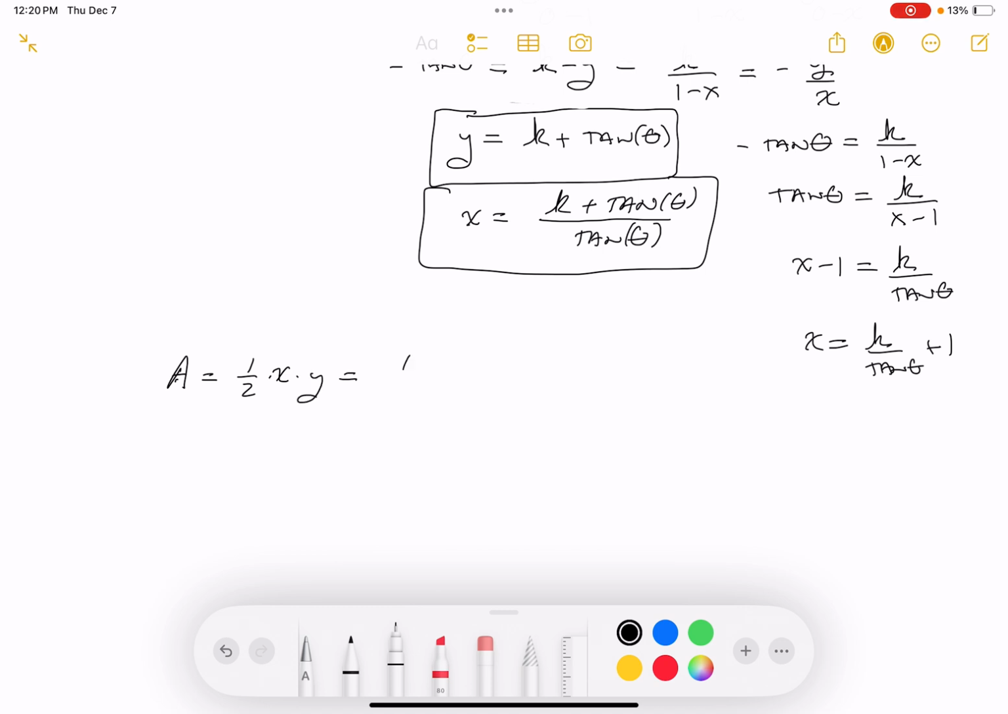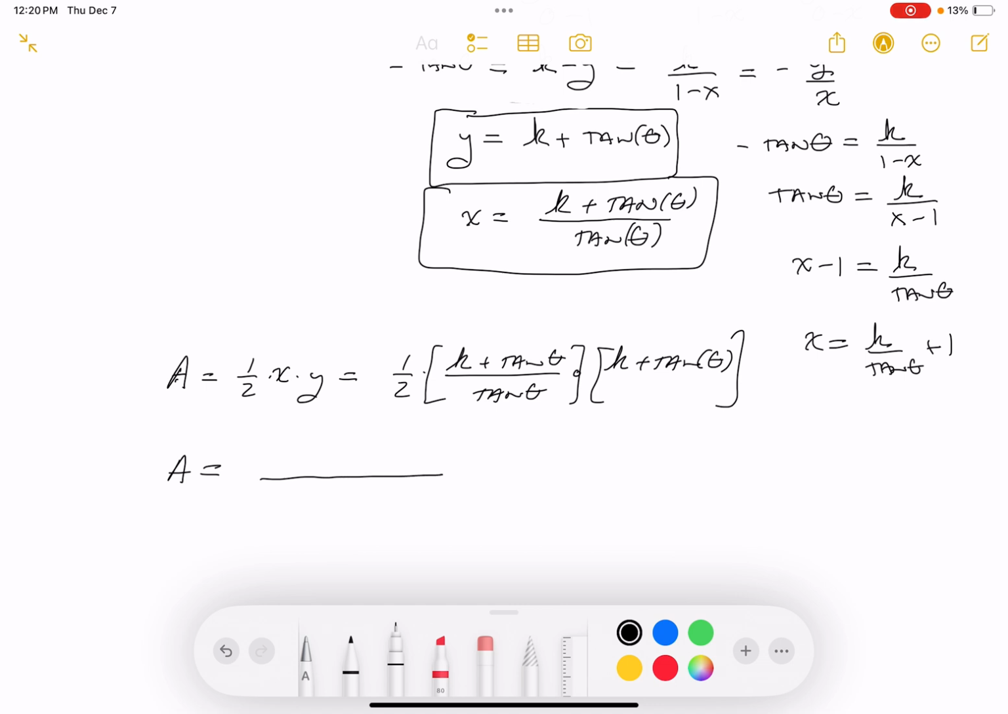And let's write this one down. 1/2 times the x. What's the x? It's (k plus tan theta) over tan theta, times (k plus tan theta). All right, let's just put some parentheses on these things to make it clear. I'm going to simplify that, and A equals, well, it looks like 2 tan theta on the bottom. And then I get k plus tangent theta, that whole thing being squared.